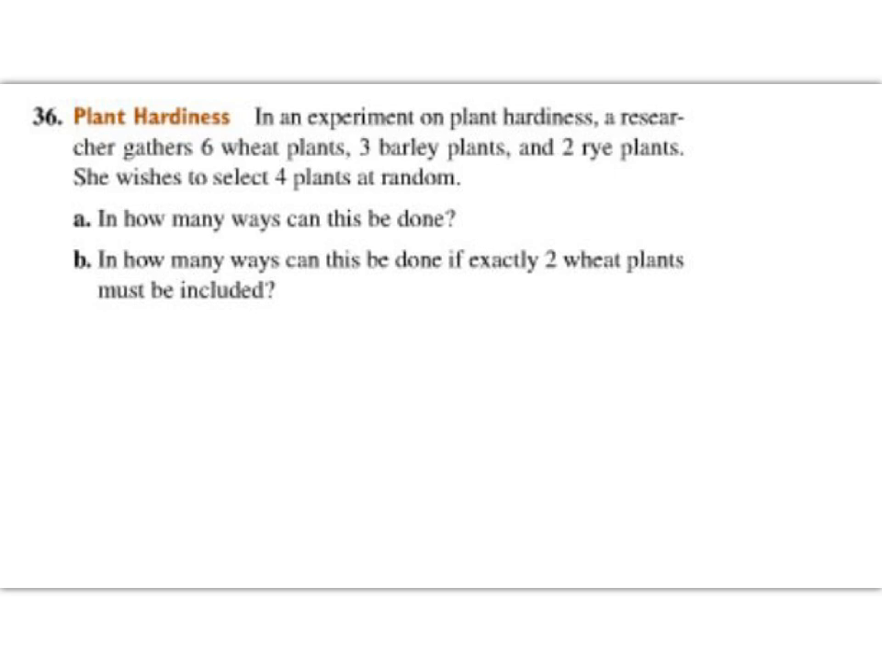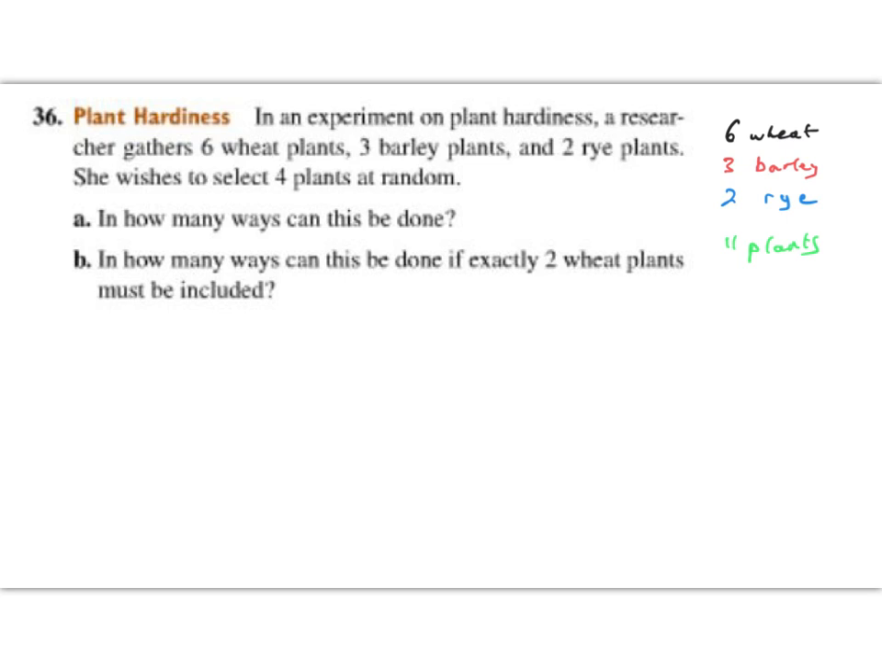So in an experiment on plant hardiness, a researcher gathers 6 wheat, 3 barley, 2 rye. And she's going to pick 4 plants at random. Okay, so let's color code this to make this a little bit easier. 6 wheat and 3 barley, and then 2 rye. So by my count, 6, 3, and 2, that is going to be a total of 11 plants.